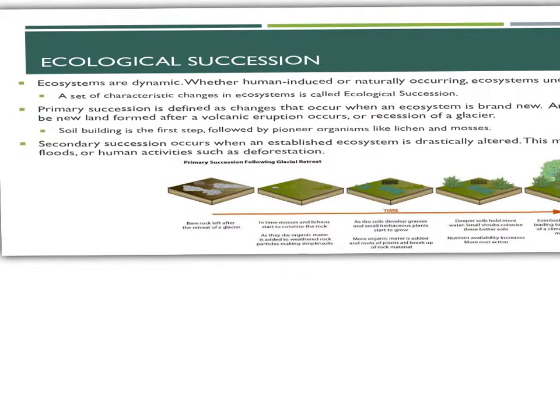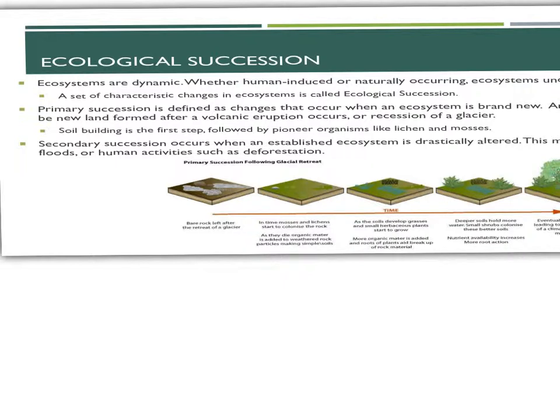Okay, last thing, this is the final slide. So if you're getting tired, we're almost done. I need you to understand that ecosystems are dynamic. Whether it's a human-induced change or a naturally occurring change, ecosystems are going to undergo changes. It's always changing in environments. It just is. Some of those, like I said, are caused by humans, and we've talked about those, but some of them are naturally occurring, such as fire or flood or volcanic eruption.